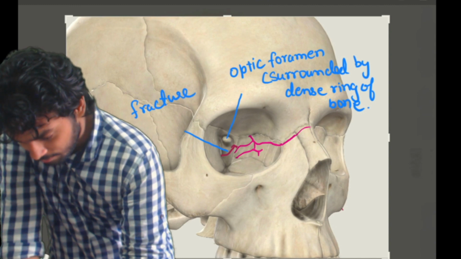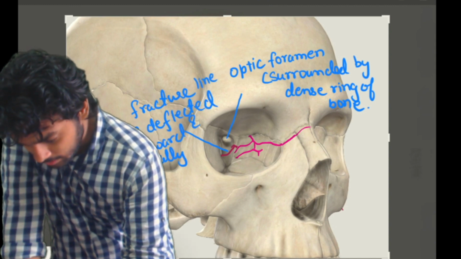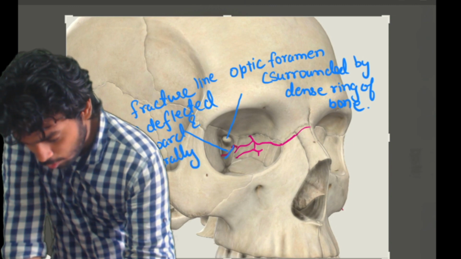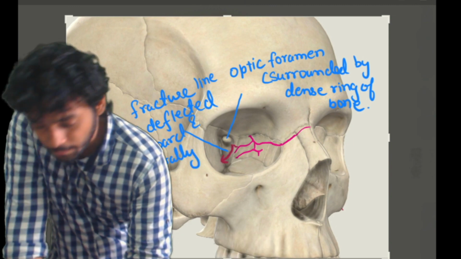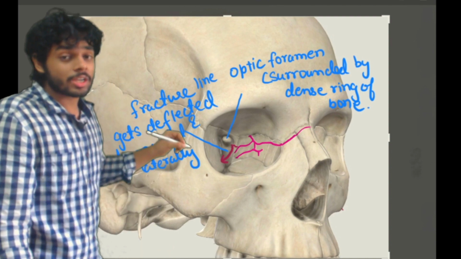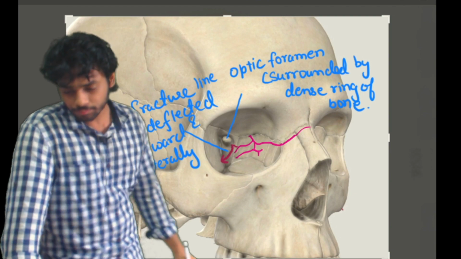Can you see the fracture line gets deflected? Yes. Deflected downward and laterally like this. This is the fracture line which has been deflected downward and laterally.